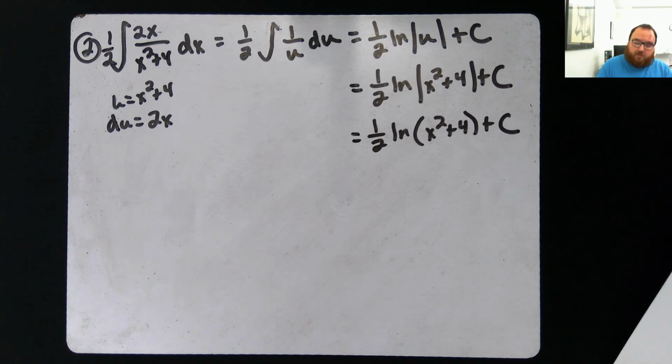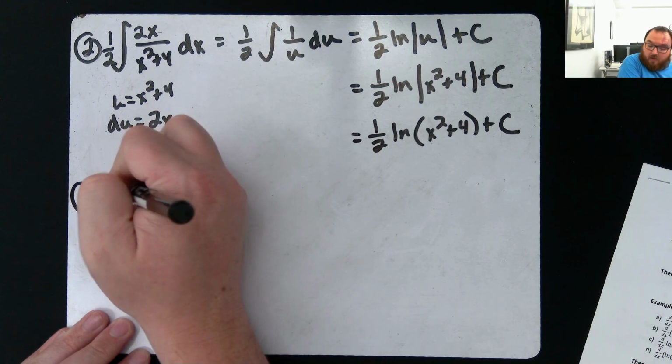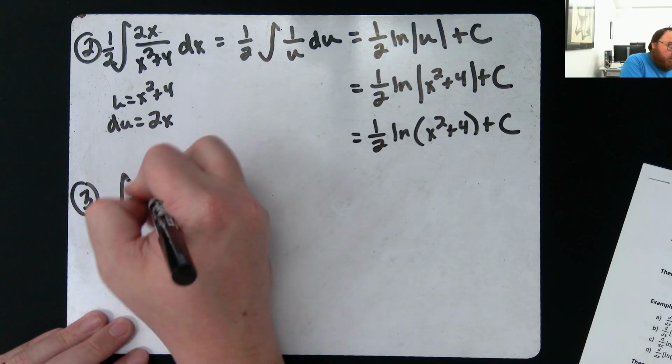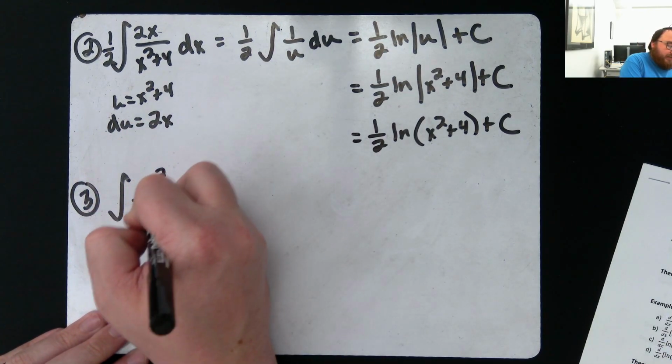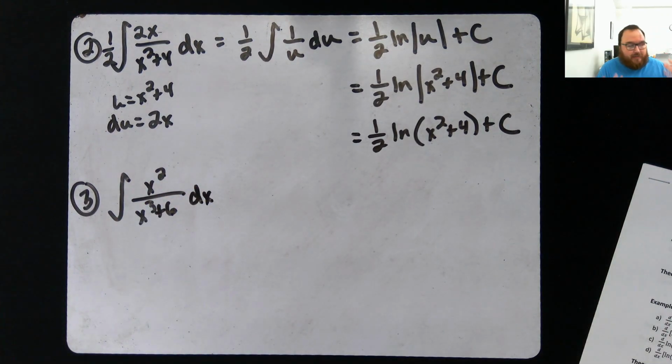So example number 3 is going to be the same thing. Example number 3 asks for the integral of x squared over x cubed plus 6 dx. I can do the same thing here.